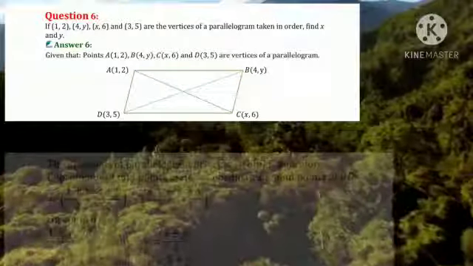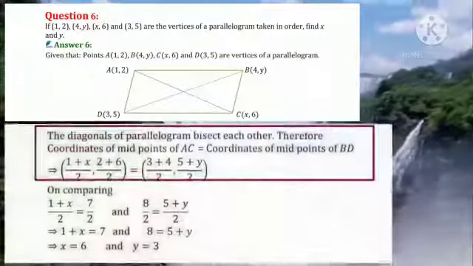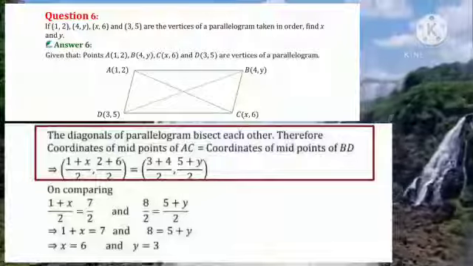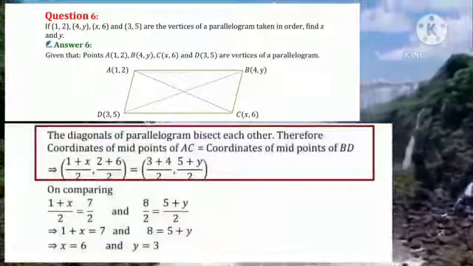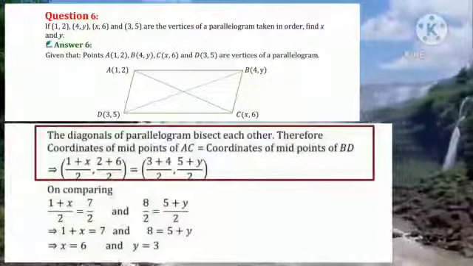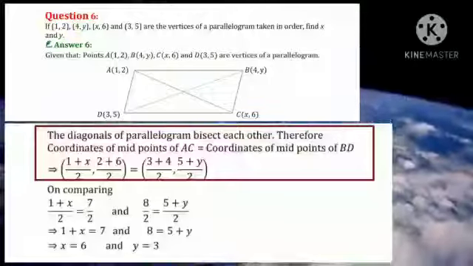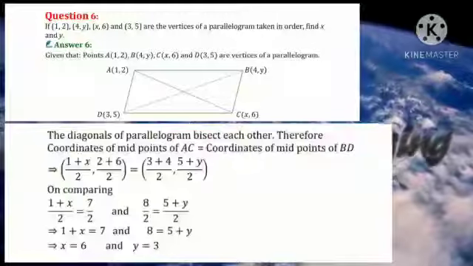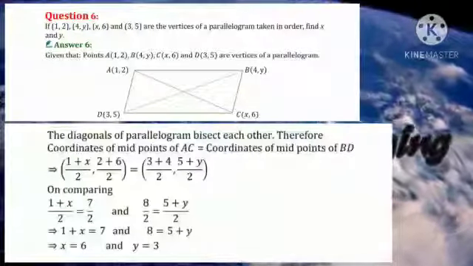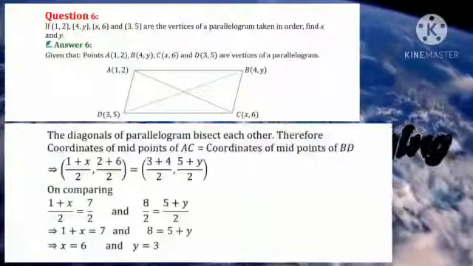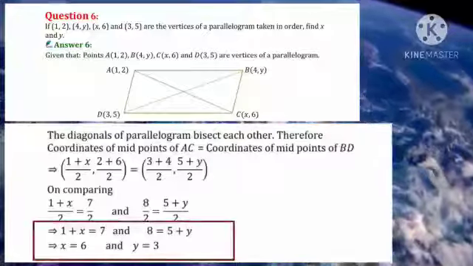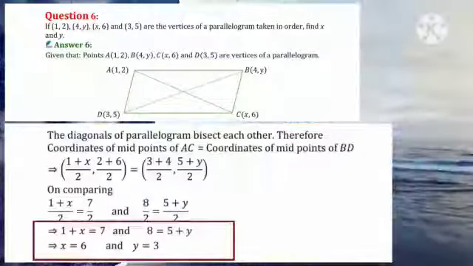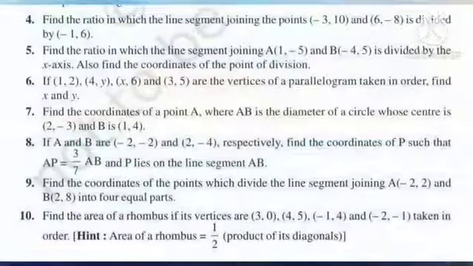As we know that the diagonals of a parallelogram bisect each other, so we can say that the coordinates of the midpoint of the diagonal AC are the same as the coordinates of the midpoint of the diagonal BD. As you can see on the screen, when we equate these two points by using the midpoint formula and compare them, we get the value of x as 6 and y as 3. Now dear students, let us move to question number 8.